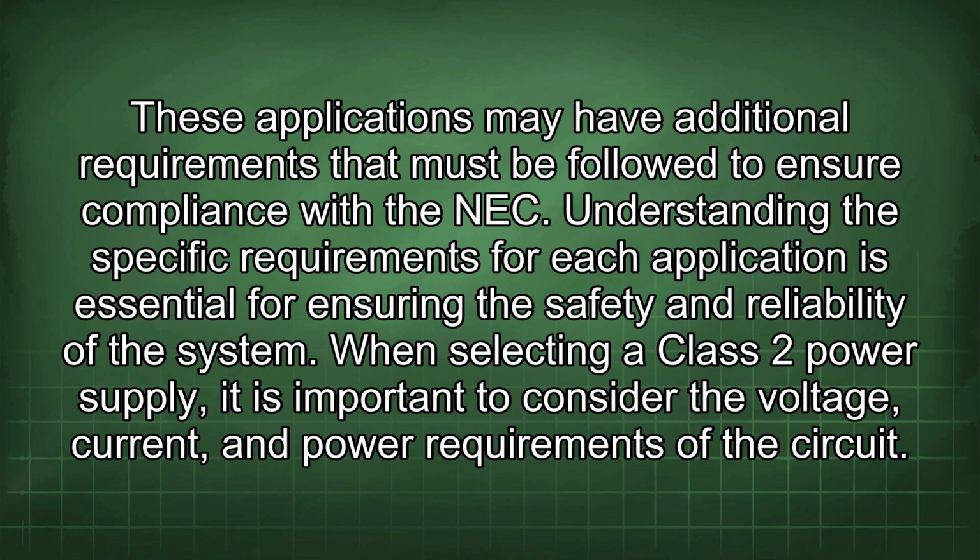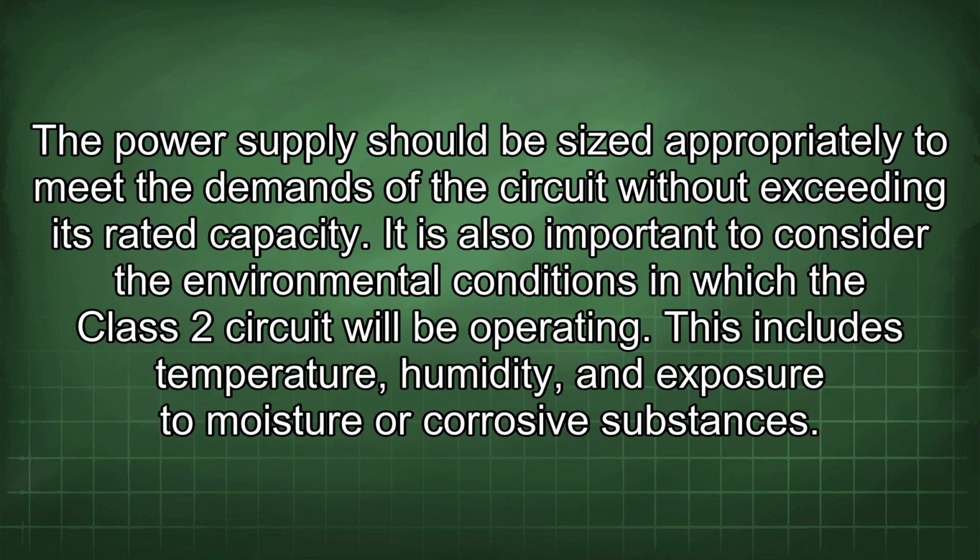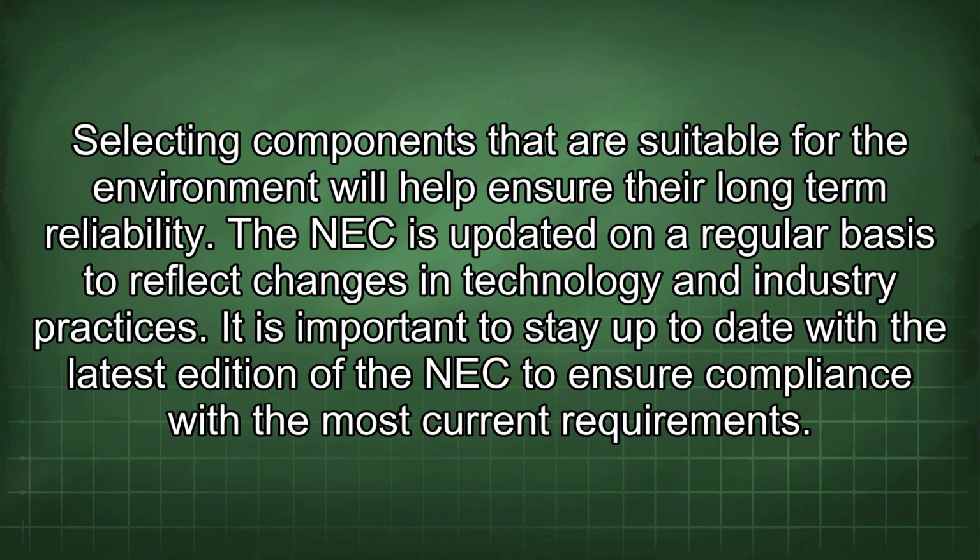When selecting a Class 2 power supply, it is important to consider the voltage, current, and power requirements of the circuit. The power supply should be sized appropriately to meet the demands of the circuit without exceeding its rated capacity. It is also important to consider the environmental conditions in which the Class 2 circuit will be operating. This includes temperature, humidity, and exposure to moisture or corrosive substances. Selecting components that are suitable for the environment will help ensure their long-term reliability.